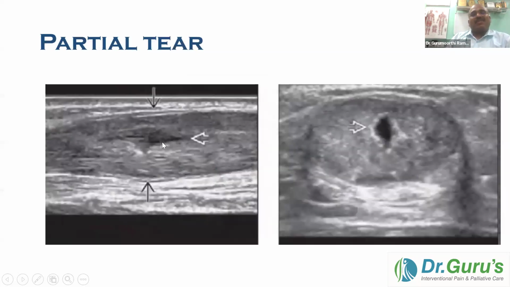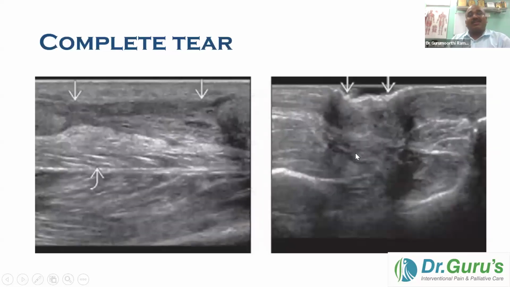This is an example of a partial tear. You can see the tendon is thickened and you can see a tear here. This is your long axis and this is your short axis. I have told you how to look for a tear with tendinopathy. It's more hypoechoic, more linear, and has more defined edges. This is a partial tear, which is very common.